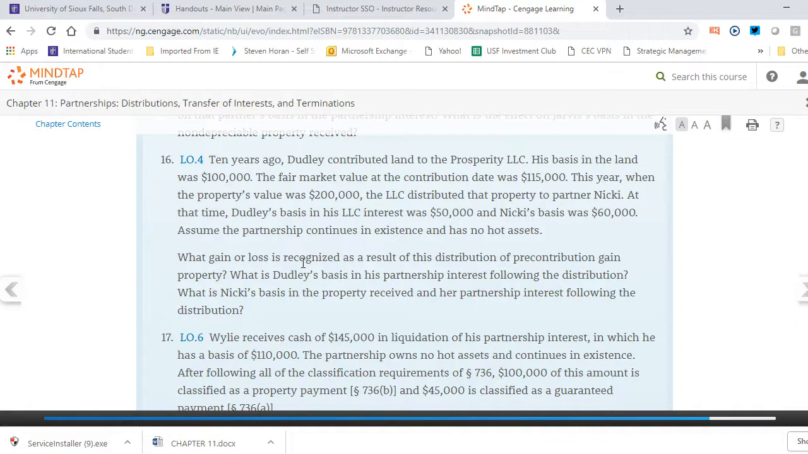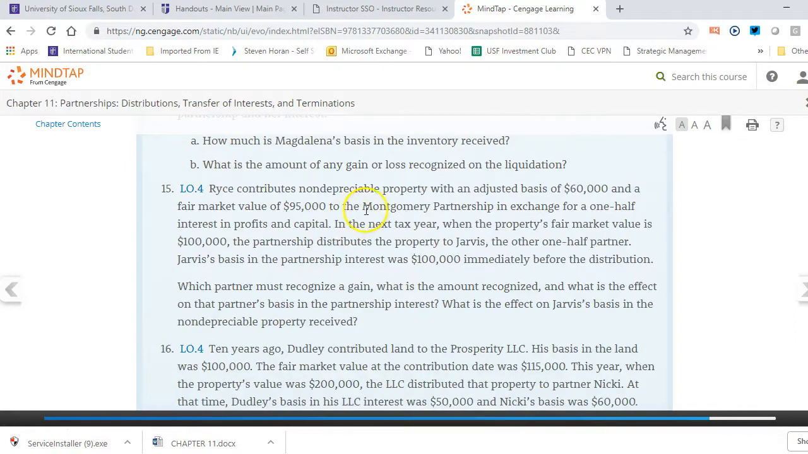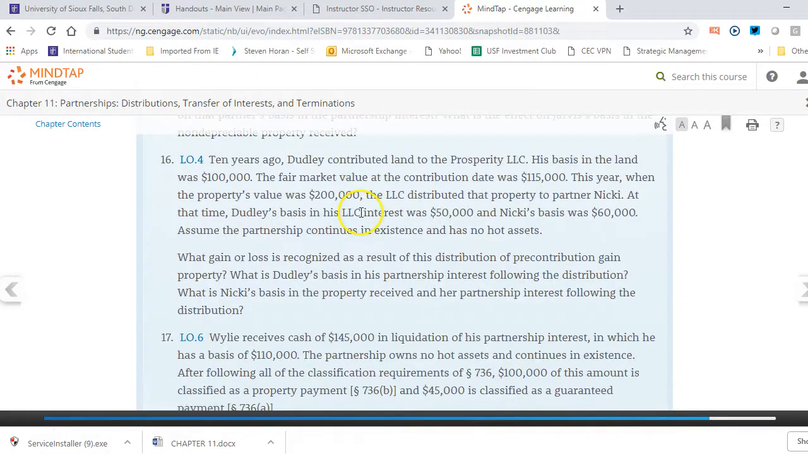So the difference between 15 and 16, 15 was within 1 year. 16 is clearly more than 1 year, 10 years, and the IRS rule is a 7-year rule.